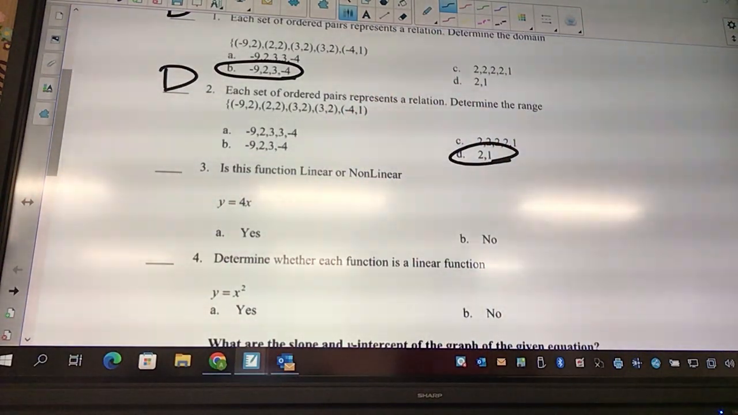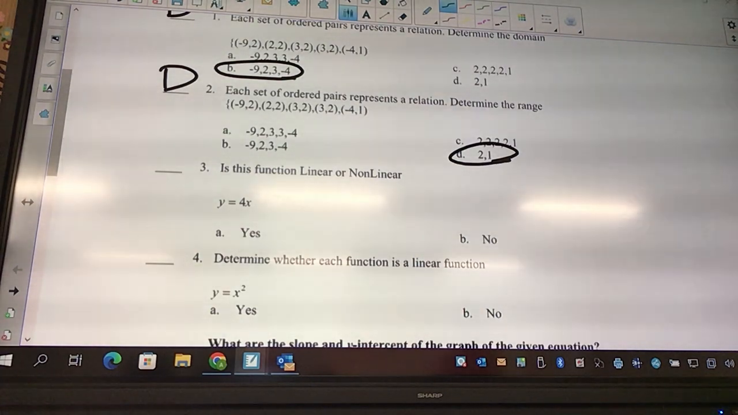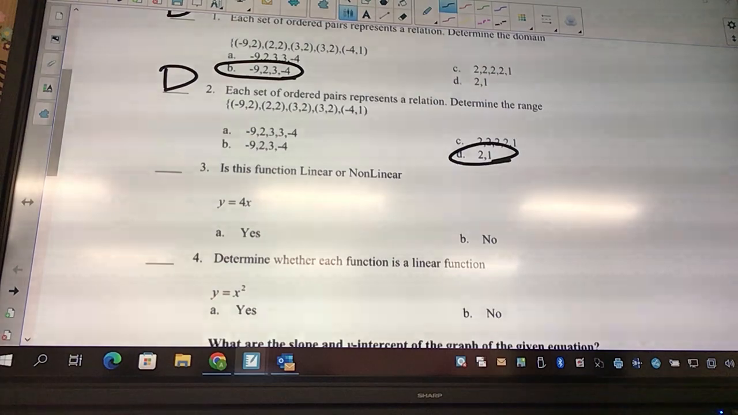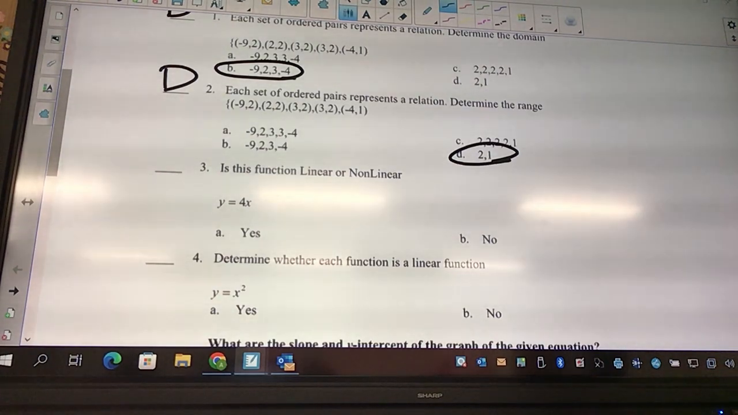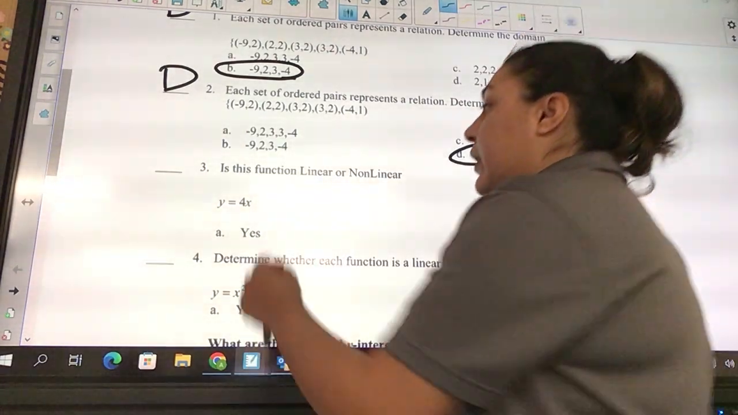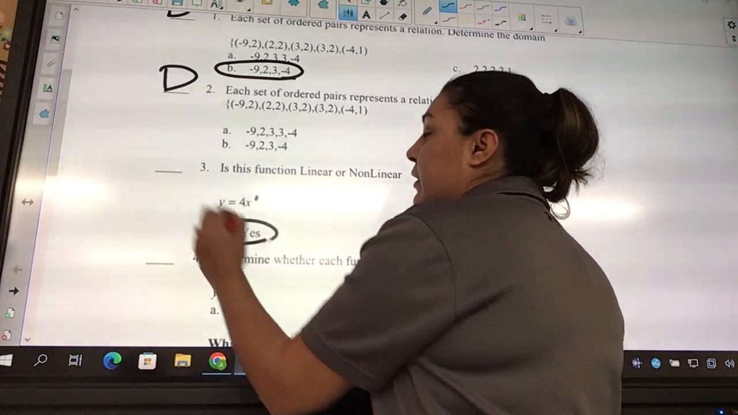Okay, number 3, it says, is this a function? Yes. No. How can we tell if it's a function? What's the rule? If it's 2 or more, it's not a function. So what is the x value? 1. If there's nothing there, it's a function. So yes, this is a function.